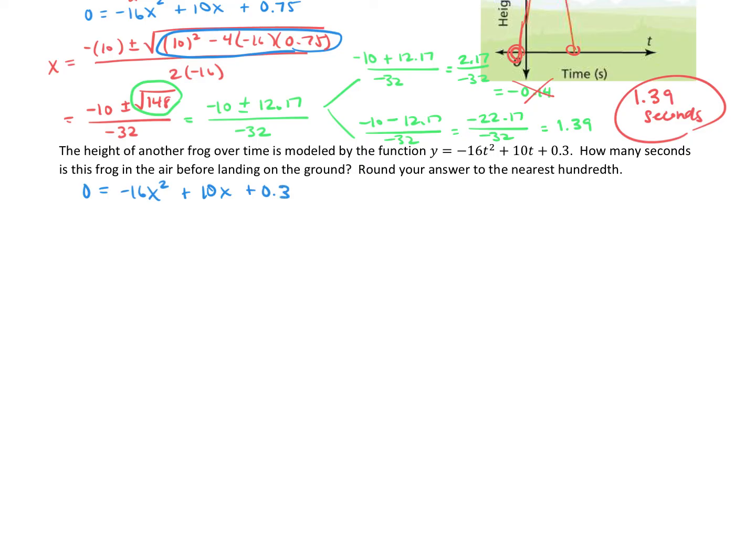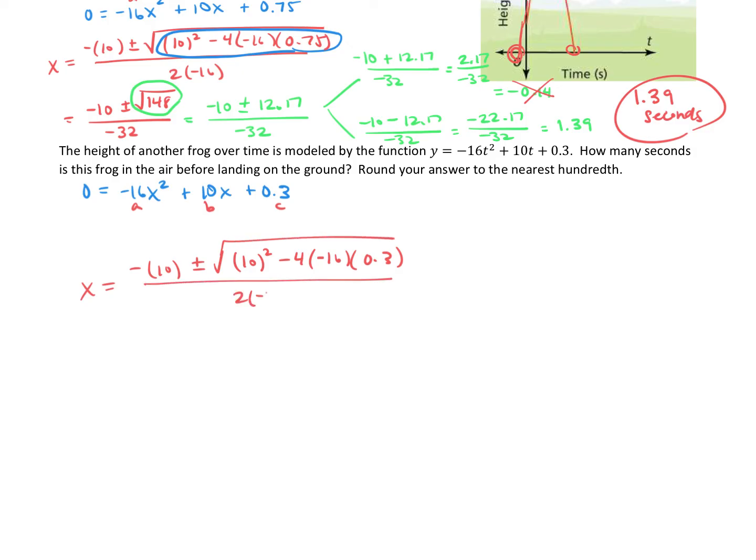All right, we start by identifying our a, b, and c values. We plug into our quadratic formula. X equals negative b, so negative, plug in your b value 10, plus or minus the square root of b squared, so 10 squared, minus 4ac, so 4 times negative 16 times 0.3, all over 2a.